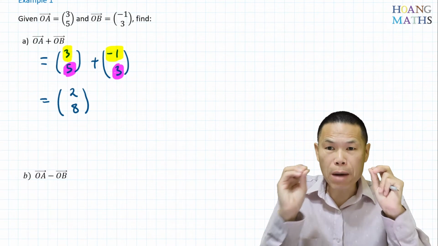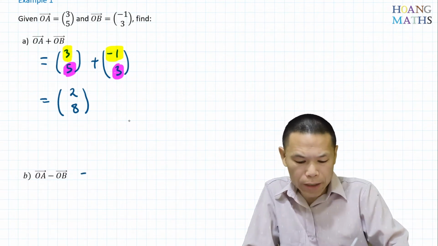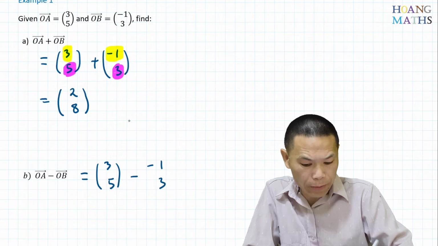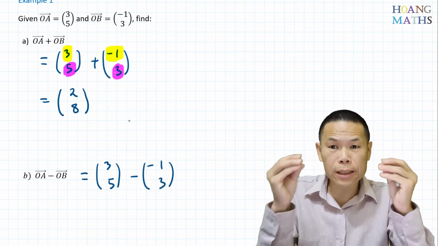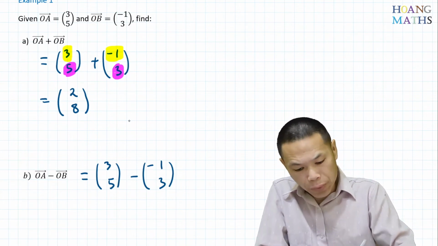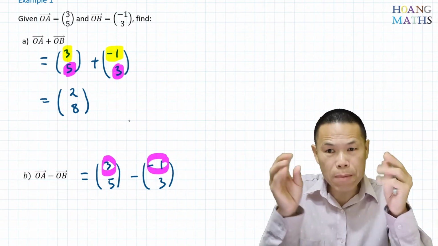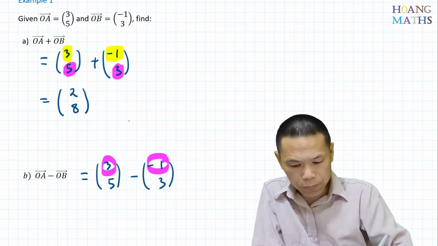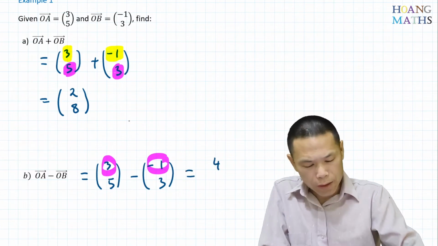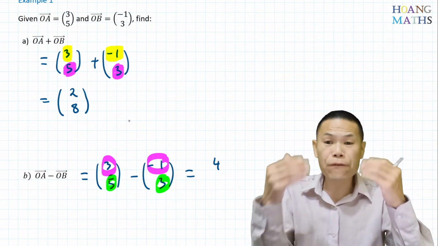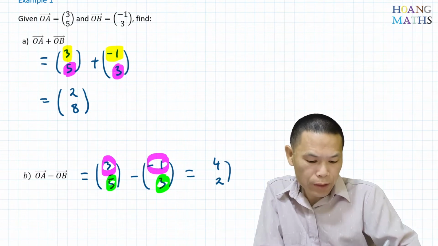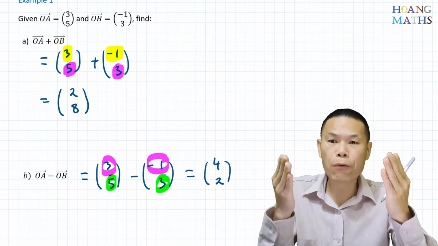Now OA minus OB. Let me just write it out. So (3, 5) minus (-1, 3). So we just minus the i component. So that is 3 minus -1, which is 3 plus 1. So 3 plus 1 is 4. And the j component is 5 minus 3. So 5 minus 3 is 2. So there you go. OA minus OB is (4, 2).